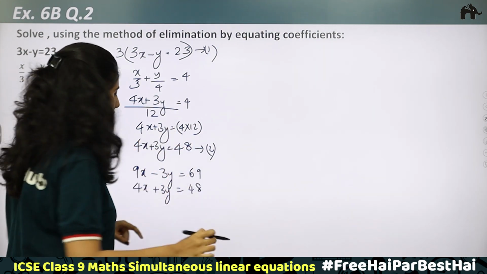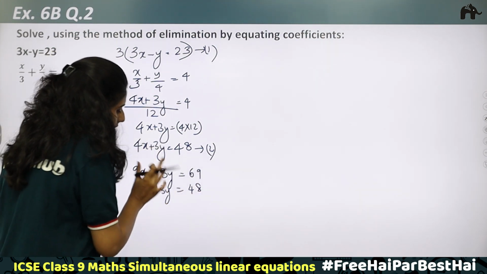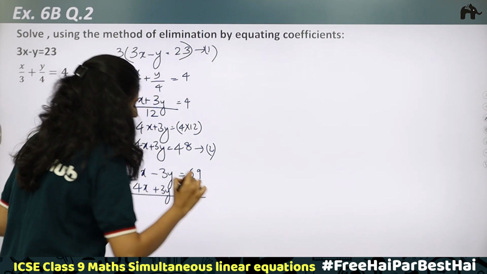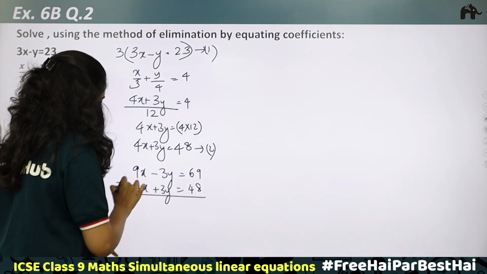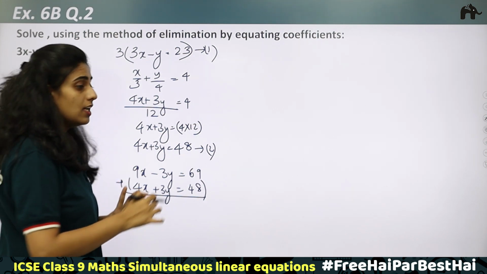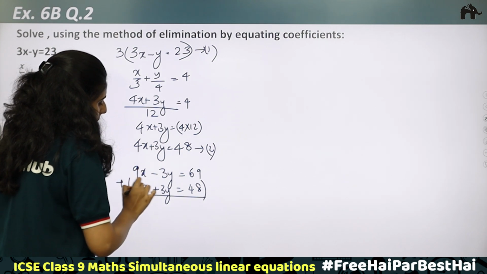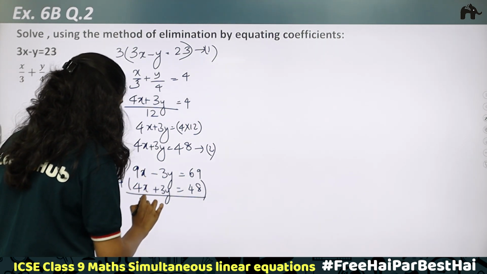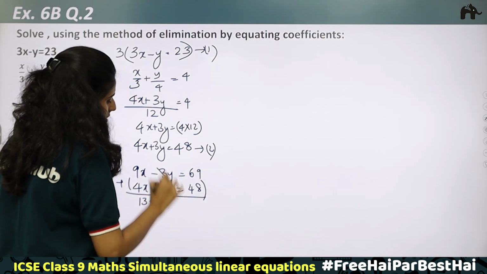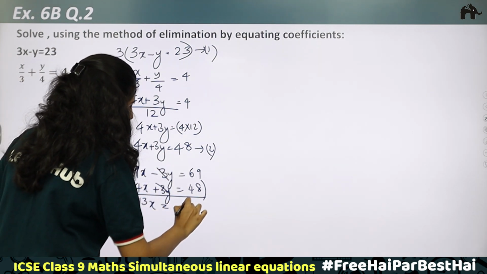Here you can see in the first equation the y containing term has a negative sign before it. Here we have a positive sign. So opposite signs, we will be adding the first and second equation. Addition is done in this case. If we have the same sign, in that case we do subtraction. Since we have opposite signs, we are doing addition. So 9x plus 4x, that is 13x, minus 3y plus 3y can be removed. 69 plus 48. What do we get?